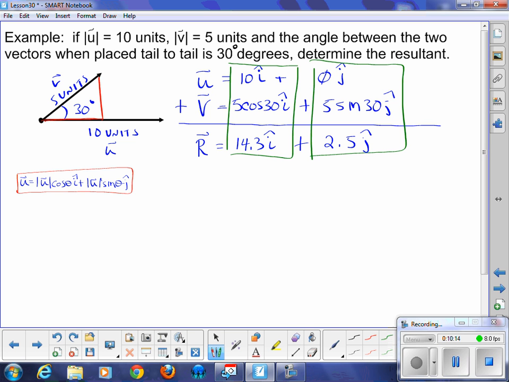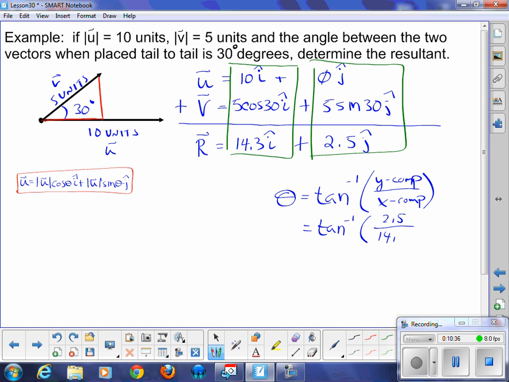So there is the resultant in component form. Now, how do you find the information about it? How long is the resultant and what's the angle? I showed you on the previous slide how to find the angle. And it's tan inverse of y component over x component. So tan inverse of 2.5 over 14.3. So that's going to give me an angle. So 2.5 divided by 14.3 tan inverse gives me an angle of 9.9 degrees or 10 degrees.